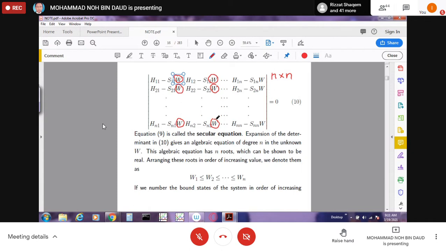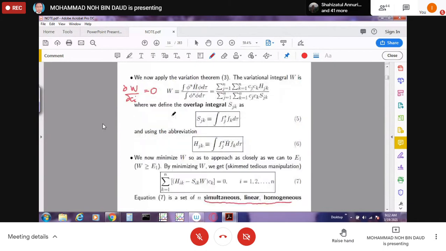So how do we define these matrix elements? These are the Hamiltonian matrix elements, and S here is the overlap matrix elements. We can prove that the overlap matrix element is given by the overlap of basis functions.